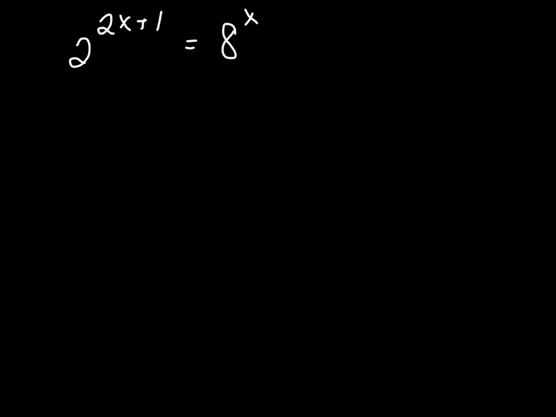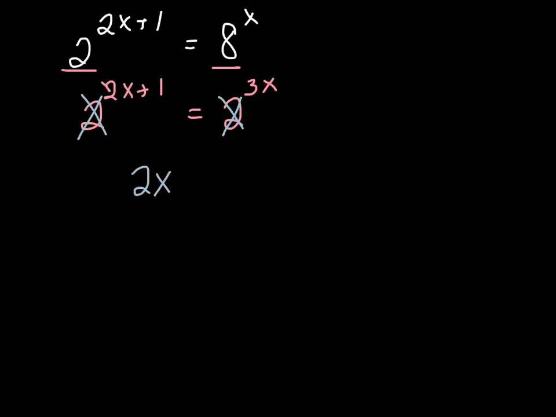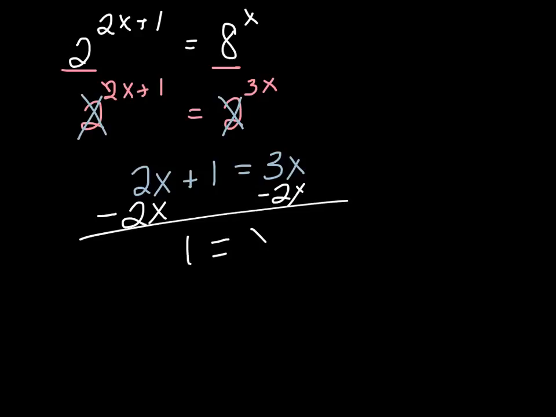Next problem. If I have like bases, the exponents equal each other. So I'm going to change 8 so it has a base of 2. 2 raised to the 3rd power is 8, and I still have that x over there. Now that the bases are the same, I can drop them, and 2x plus 1 equals 3x. So to solve this, I'll subtract 2x from both sides, and x equals 1.